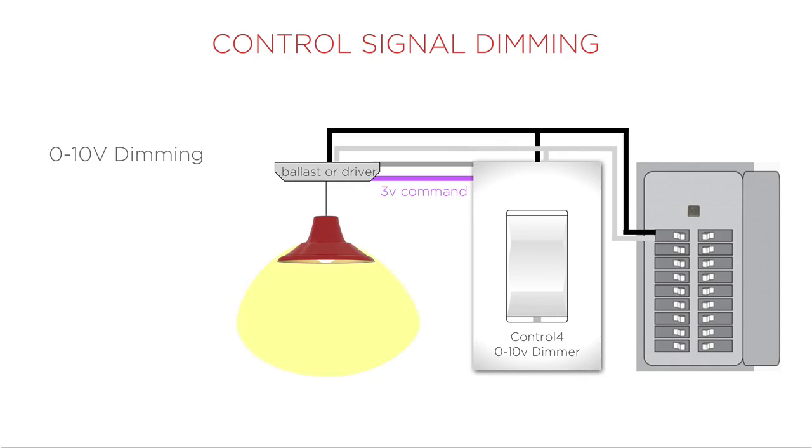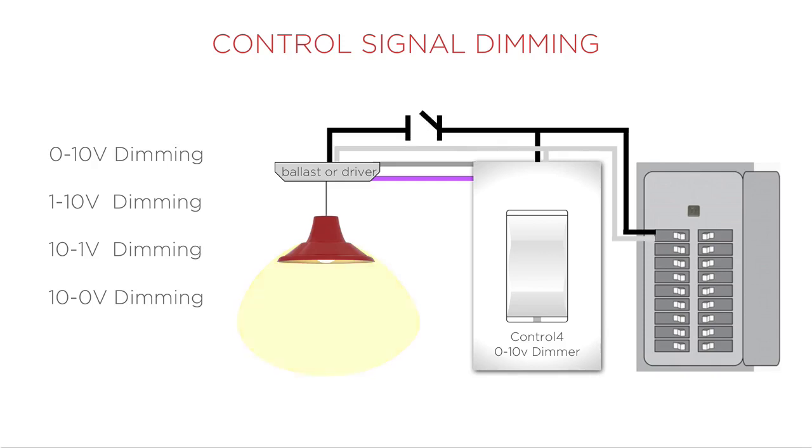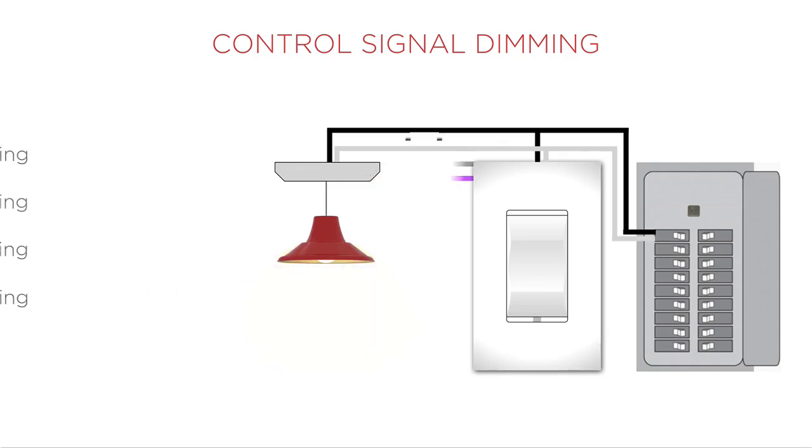There are 4 separate standards for 0 to 10 volt dimming: 0 to 10, 1 to 10, 10 to 1, and 10 to 0, depending on the fixture. Generally, 0 to 10 volt dimming has no command for off. Instead, the circuit must be opened, generally through a relay, in order to cut power to the load.